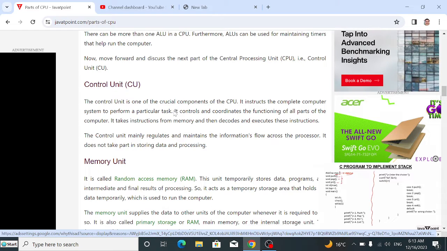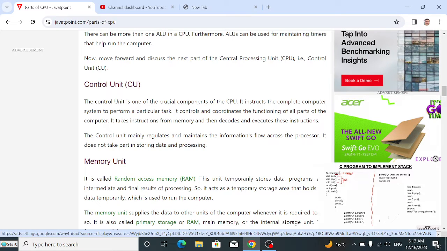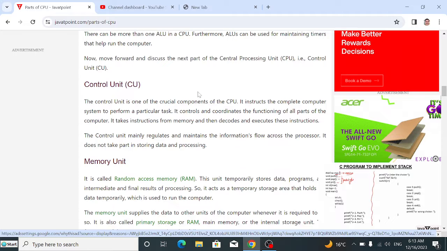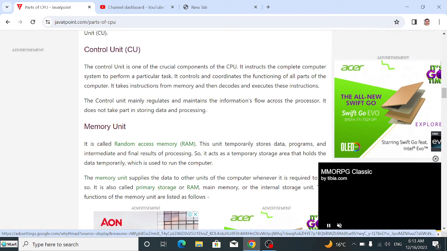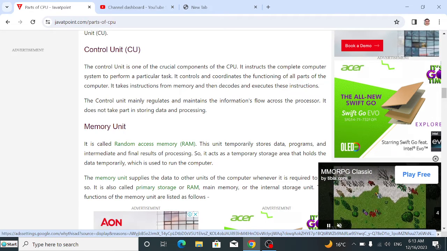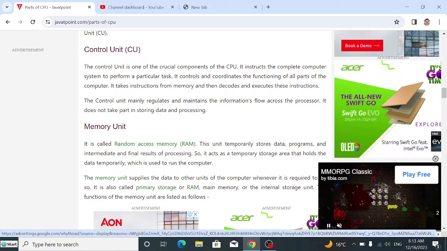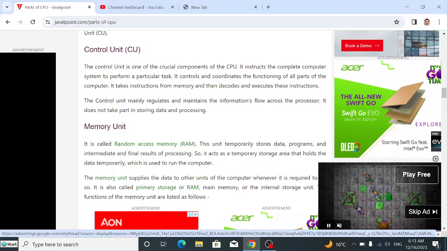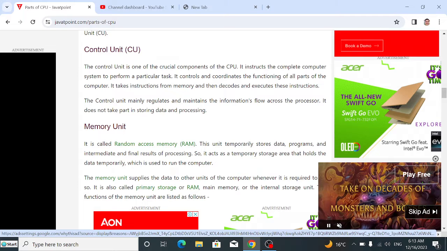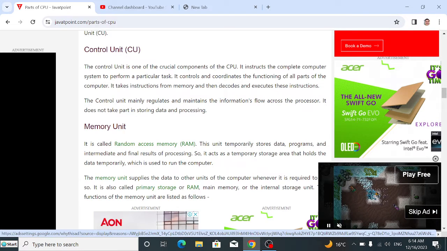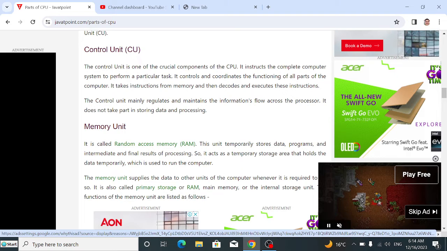Now, moving forward, let's discuss the next part of the CPU, the control unit or the CU. The control unit is one of the crucial components of the CPU. It instructs the complete computer system to perform a particular task. It controls and coordinates the functioning of all parts of the computer.